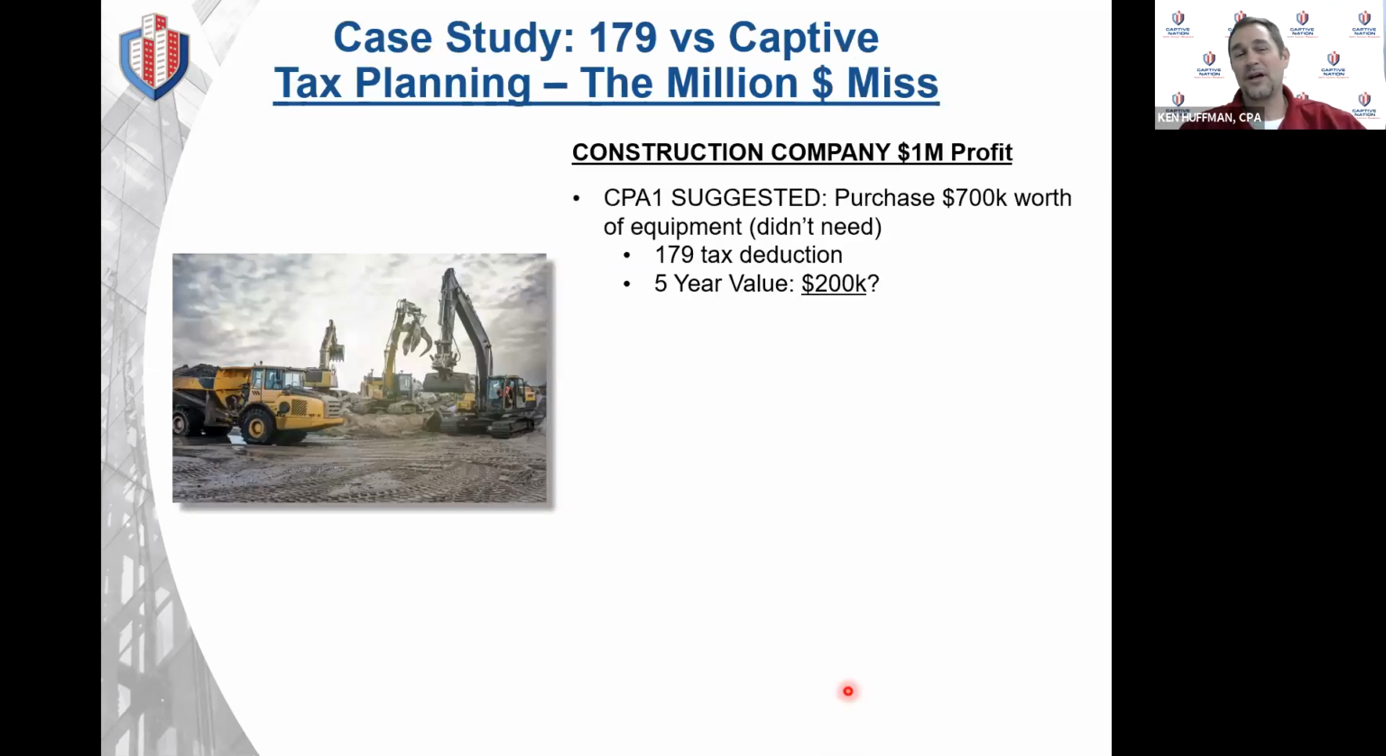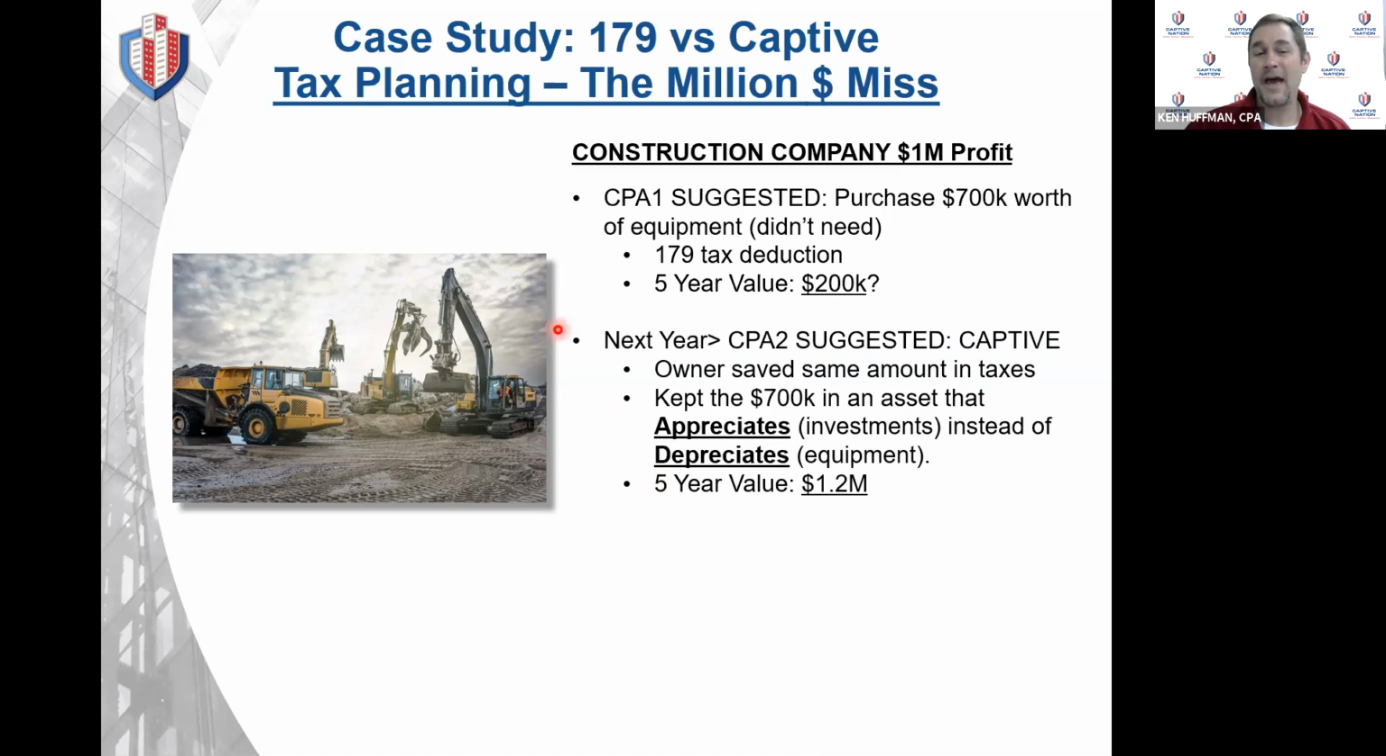I'll give you an example. A lot of CPAs, what they'll do is say, hey, it's the end of the year. You've made money. If we don't spend some money on equipment, you're going to owe a lot of taxes. So they buy equipment that they really don't need. In this particular case, this construction company out of Arizona paid $700,000 for equipment, and they got to deduct it through the 179 deduction. But how much is that worth in 5 years? Nothing. Or you could do a captive.